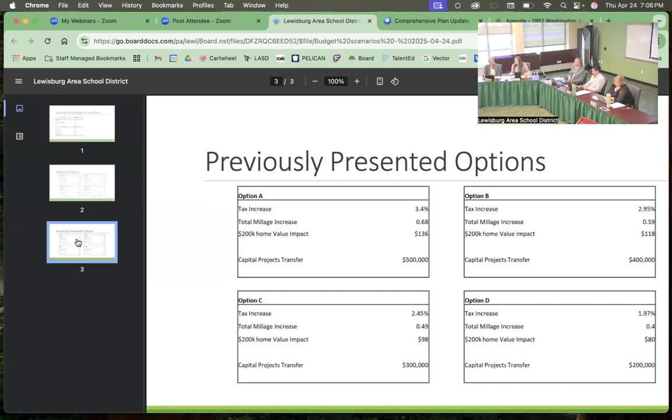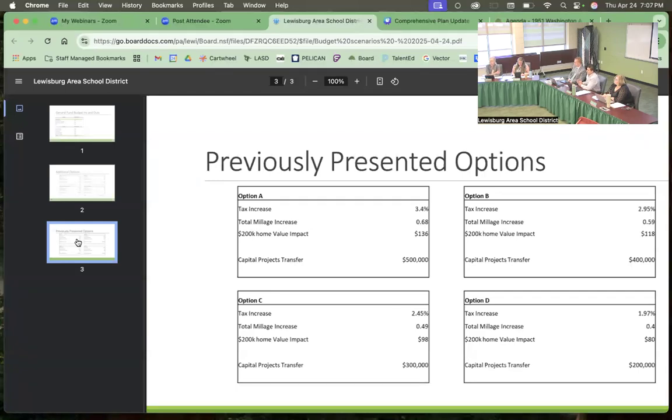I had asked the question last time because I wasn't familiar with how much we normally put away in capital money. But it seems like we have this balance, and we need to be responsibly thinking about needing money for projects that might come up in the future. We don't want that number to go too low.